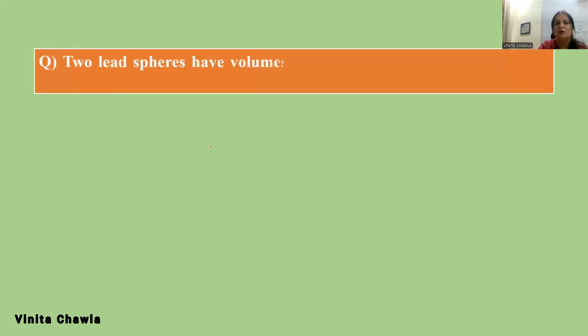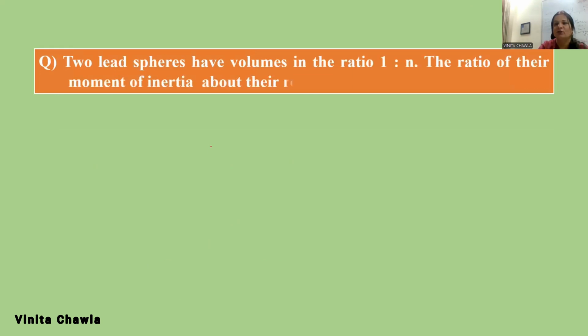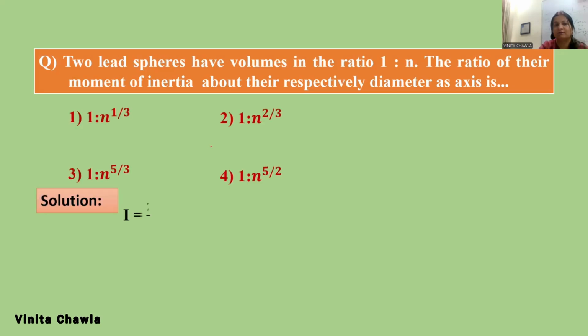Next question. Two lead spheres have volumes in the ratio 1:n. The ratio of their moment of inertia about their respective diameter is. Ratio of volumes is given, it's 1:n. We have to find ratio of their moment of inertia. मतलब I1 is to I2 निकालना है, V1 is to V2 दिया हुआ है. So for this we will write this mass in terms of volume and density first, because both the spheres are of lead, so they have the same density because they are of same material, lead, right?